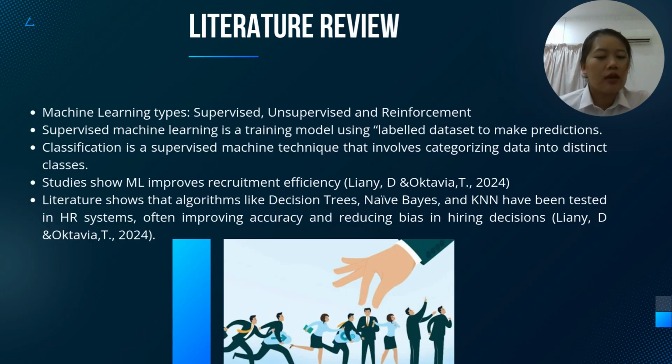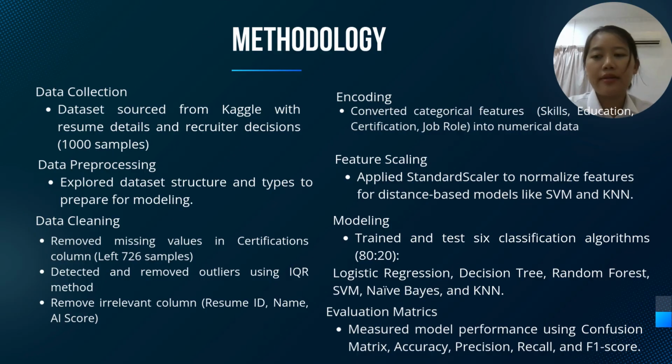Studies also show that machine learning could improve recruitment efficiency. Another study shows that decision tree, Bayes, and KNN have been tested in HR systems, often improving accuracy and reducing bias in hiring decisions. In this study, the methodology is structured into several key steps.